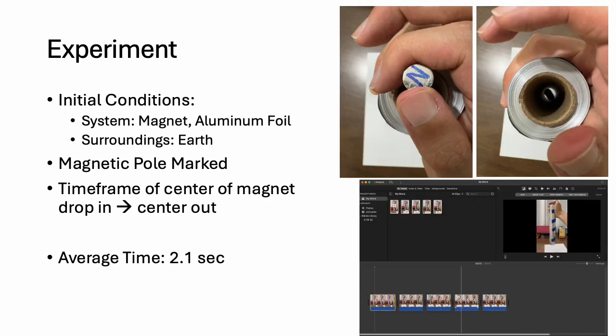So for the experimental portion, I defined the system as the magnet and the aluminum foil and the surroundings as the earth. I marked the magnetic pole using the magnetometer app from Lab 3. And then to calculate the time for it to pass through the aluminum foil, I did it from center to center as it passed through. I just put it into iMovie and averaged the time between each take, so I did it 5 times, and the average time was about 2.1 seconds for it to pass through center to center.